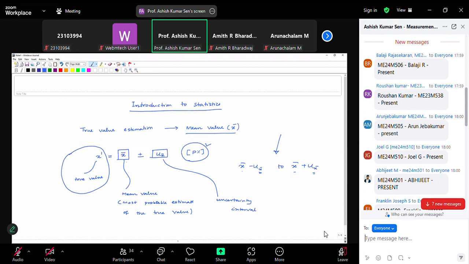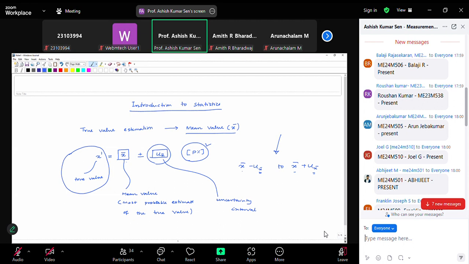And the probability is p%. Okay, so we'll come to that. What is p%? You talk about either 1 sigma, 2 sigma, 3 sigma, and so on. Depending on the probability, your plus minus uncertainty interval will get adjusted.